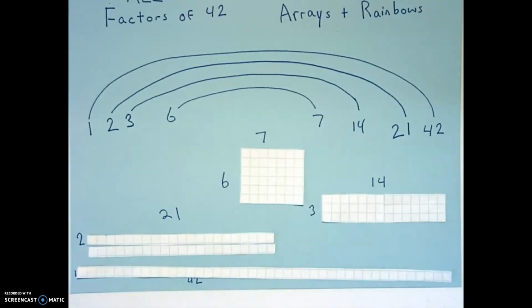So we've got all the factors of 42 right here. If somebody could type the 1, 2, 3, 6, 7, 14, 21, 42 into our chat thing while I switch windows, that would be really amazing.